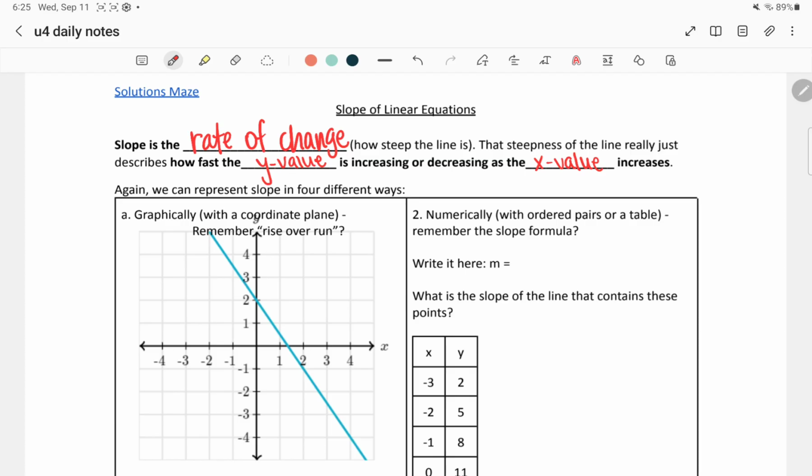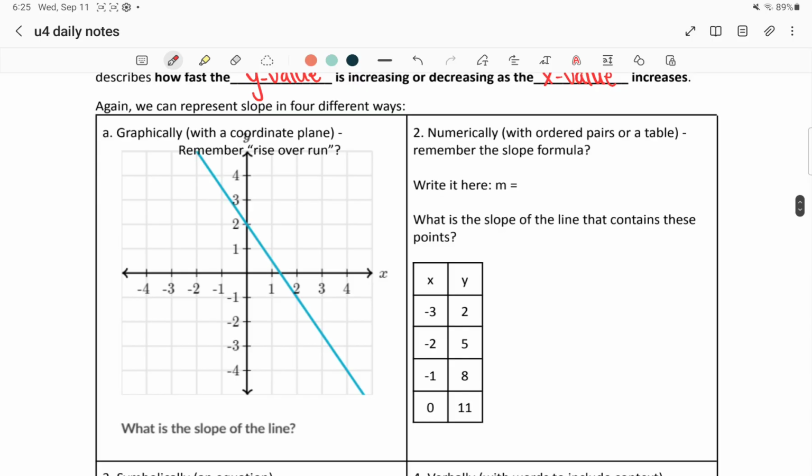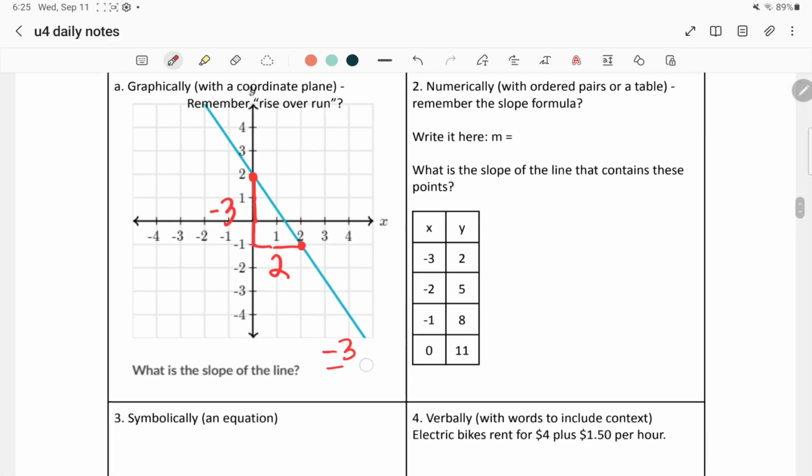Okay, again, we can represent slope in 4 different ways. The first way is graphically, which you'll see on your homework. You'll have to find the slope this way. Remember, rise over run. So that means I'm going to find 2 whole number points, and I'm going to count 1, 2, 3 down. So 3 down would be negative, right? And then 2 to the right. To the right is positive. So my rise, my up and down, over my run, just like that. So we just count on the graph. Kind of cool.